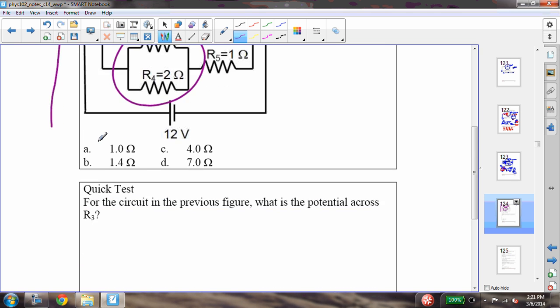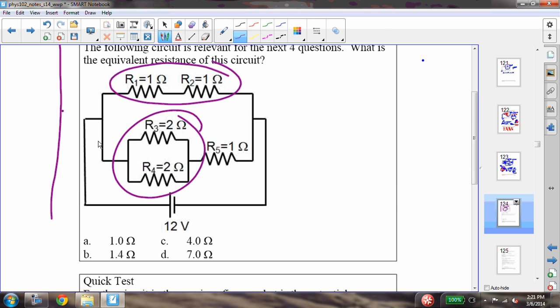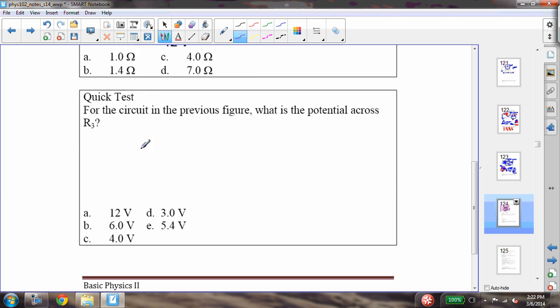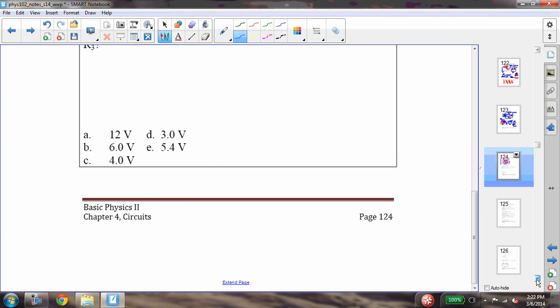All right? And then, for the circuit in that figure, what is the potential across R3? Now, I'm going to give you a little hint here. We'll find out that these two have an equivalent resistance of 1 ohm. That's 1 over 2 plus 1 over 2. And so we have a 1 ohm resistor here and a 1 ohm resistor here. And I'm asking you, what is the potential across that resistor? I'll leave that for you to try on your own. And let's move on.